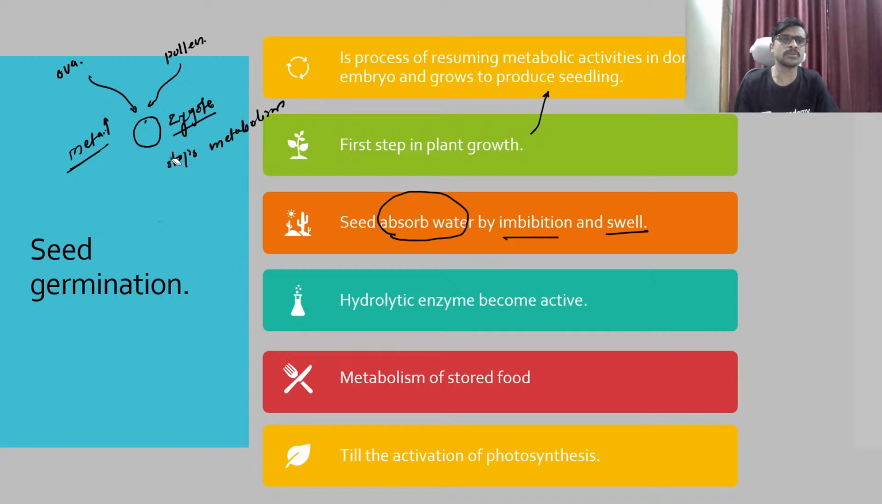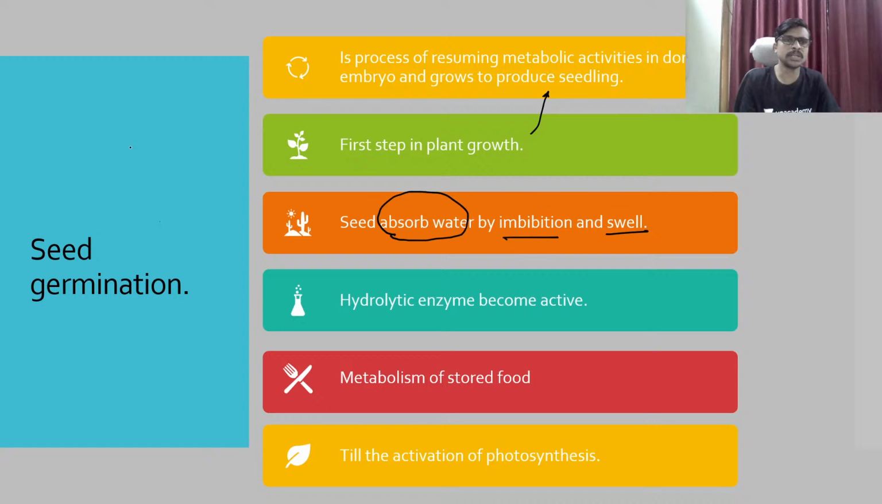Imbibition means absorption of water by hydrophilic molecules, like cellulose is hydrophilic. The components present in the cell wall of a plant are mostly hydrophilic. So by imbibition, if you put a seed into water, it automatically starts absorbing the water, and this is called rehydration. After the rehydration, I mean the absorption of water, the seed automatically resumes its activity of metabolism.